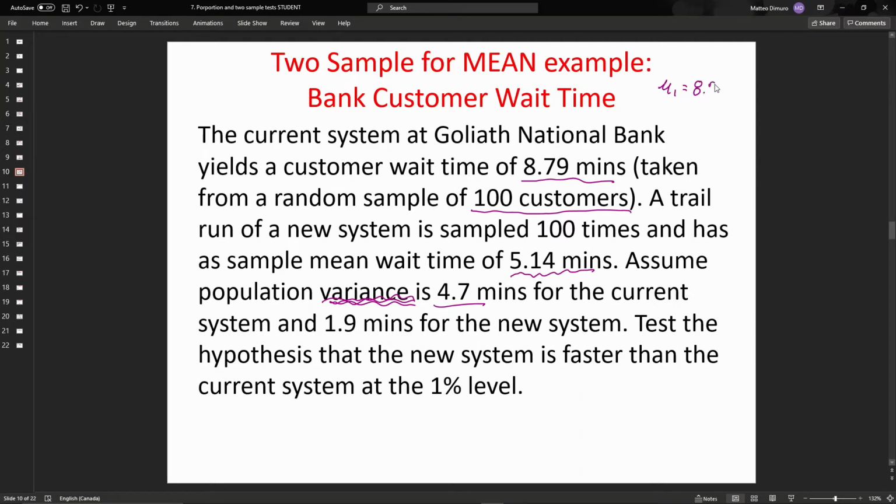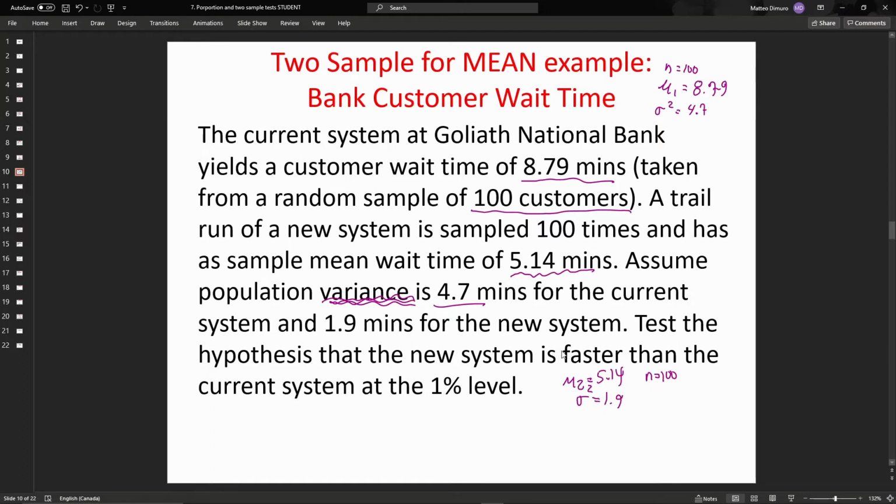It's the system that has that waiting time, a sample size of 100, and be careful because they gave us variance, so that's standard deviation squared. Assume the population variance is 4.7 minutes for the current system. So that would be the old one. If we call that one mu1, and this one down here mu2, the one that's 5.14, also sampled 100 people, and they gave us the variance as 1.9, so standard deviation squared.